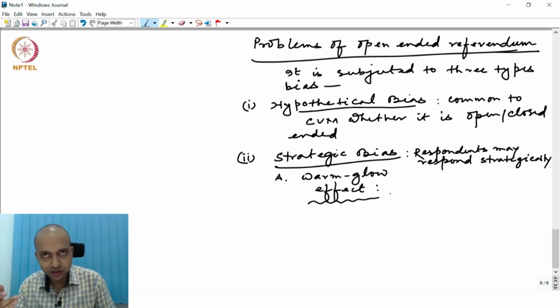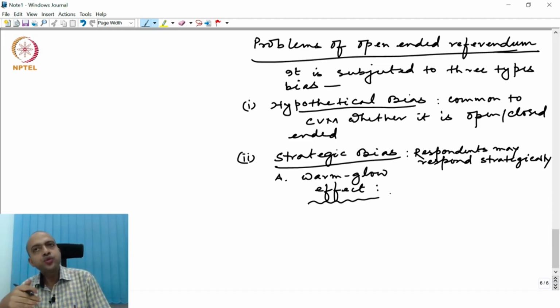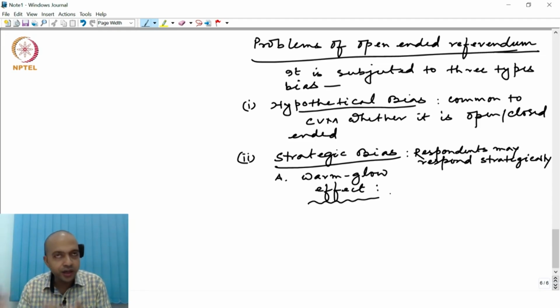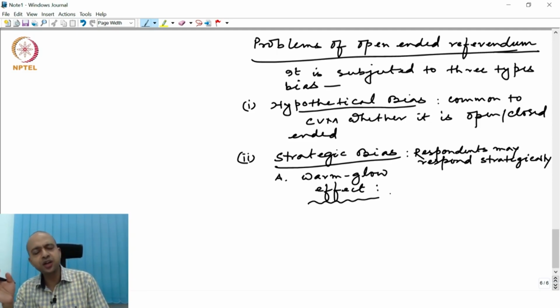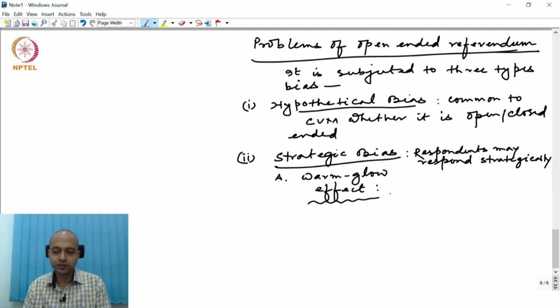The respondents may overbid just to impress the interviewer. Whatever amount I say, would you like to pay 100? Yes. Would you like to pay 150? Yes. Would you like to pay 200? Yes. So I may simply overbid because it does not involve any actual payment. So overbidding to impress the interviewer leads to the warm glow effect.